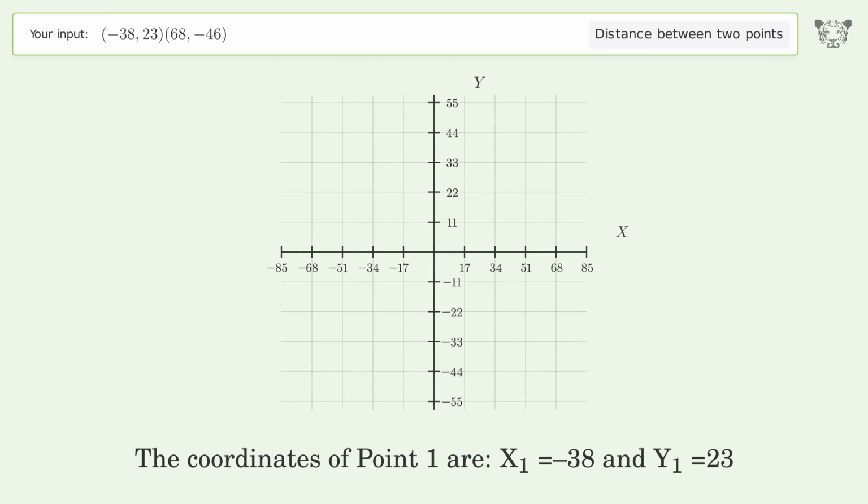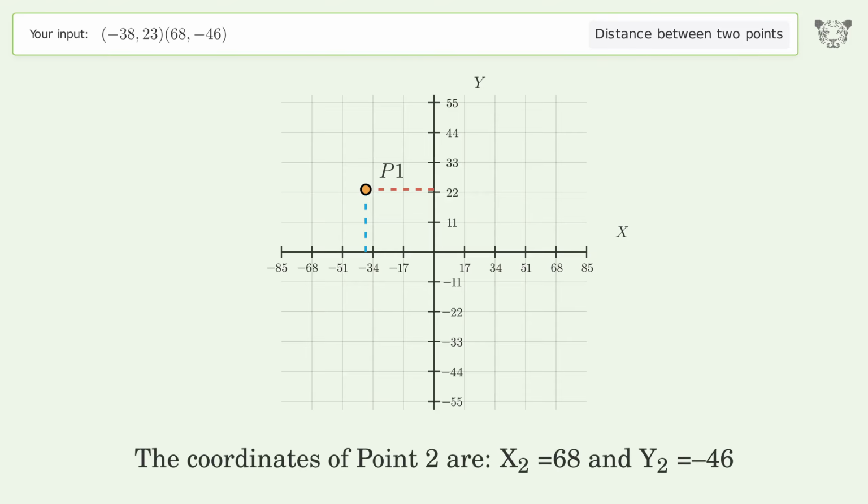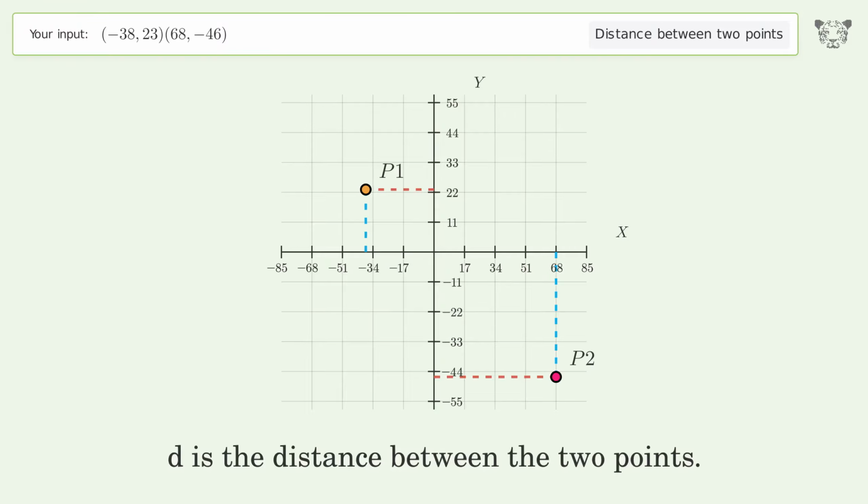The coordinates of point 1 are x1 equals -38 and y1 equals 23. The coordinates of point 2 are x2 equals 68 and y2 equals -46. D is the distance between the 2 points.